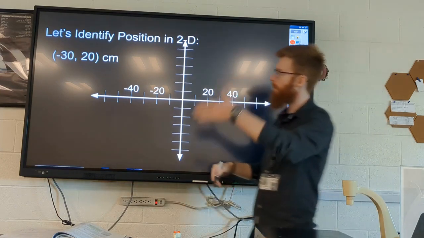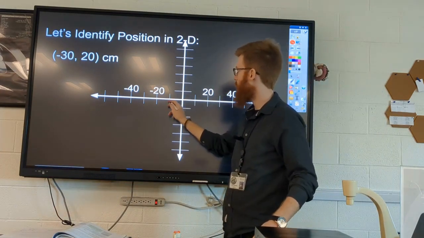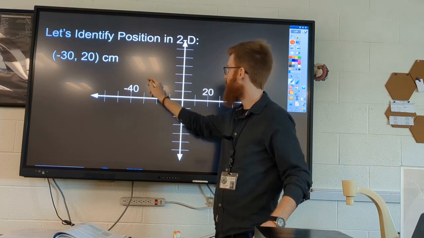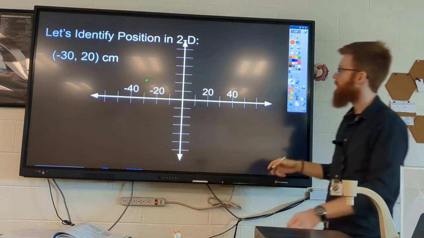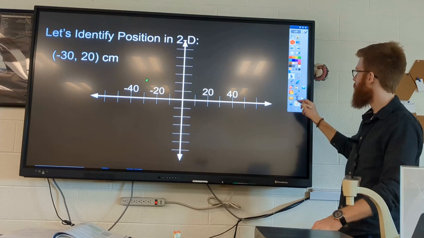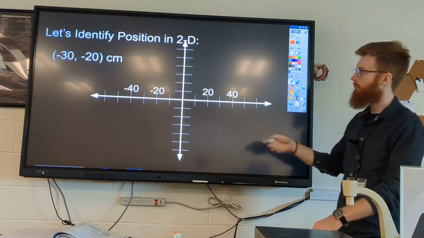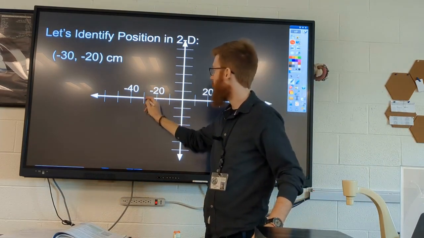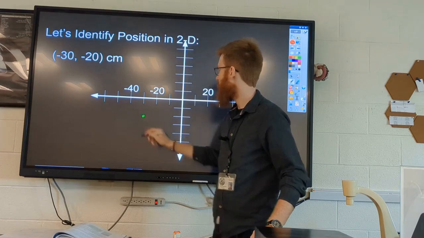Flipping things around, now the negative 30 is in the x spot, so we'll go 1, 2, 3, and then up, 1, 2. There we go. And then negative 30, negative 20, 1, 2, 3, 1, 2, somewhere abouts there.